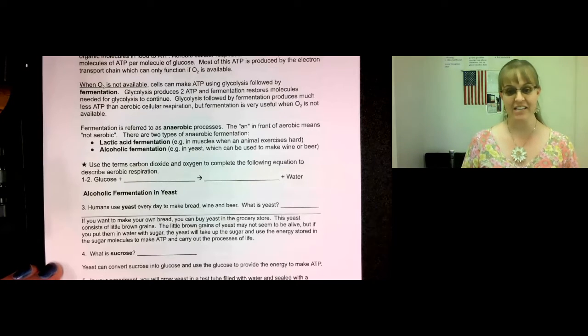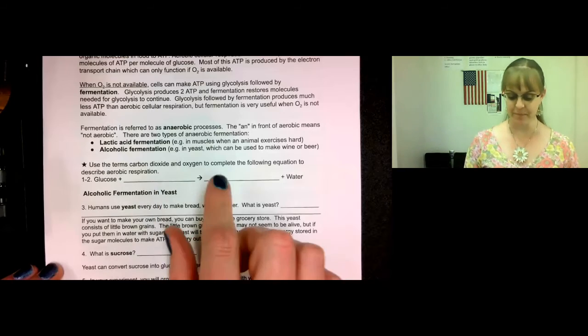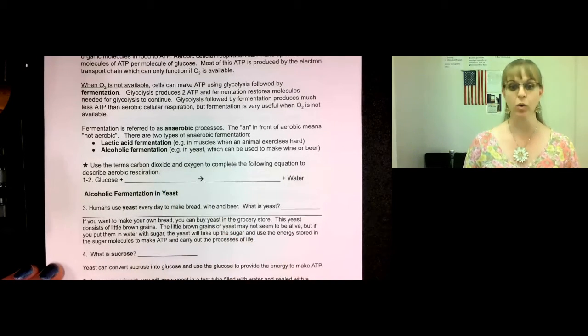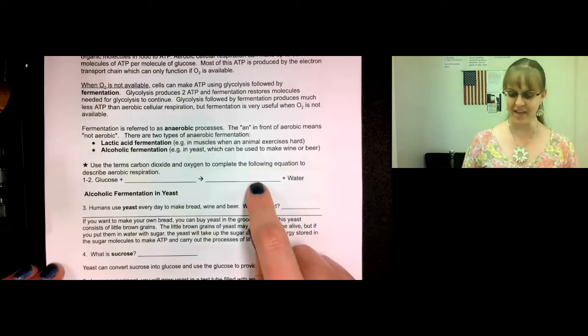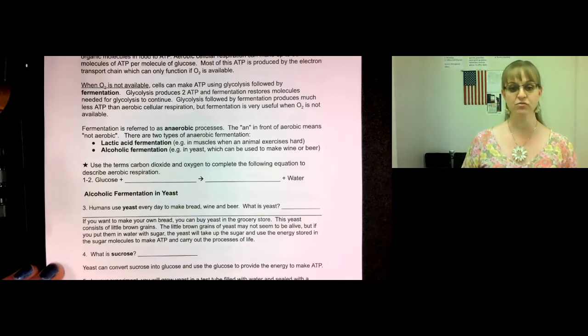And what is the gas in the air that you use? So that will be the reactant. And then out of these two gases, which one do you breathe out? That would be the product. You can just write the word or you can write the formula.